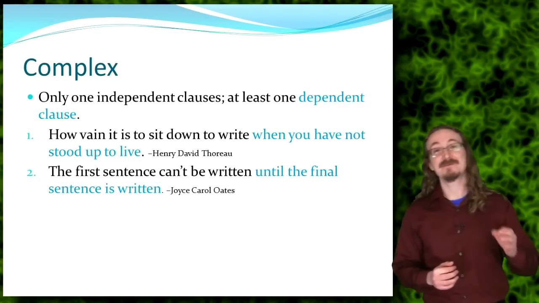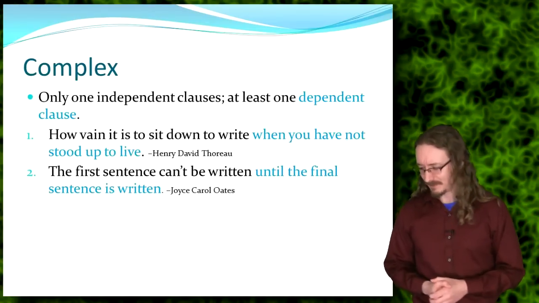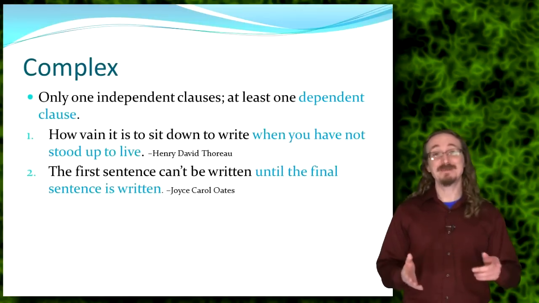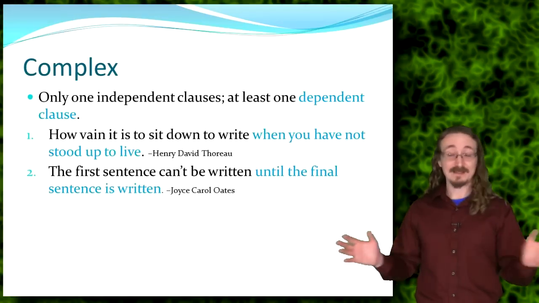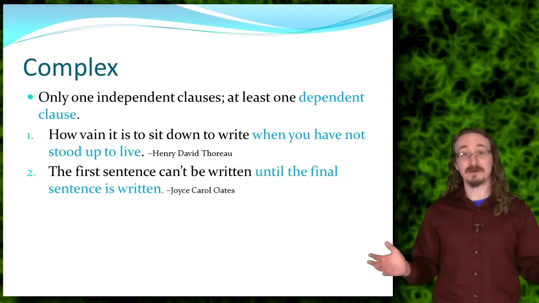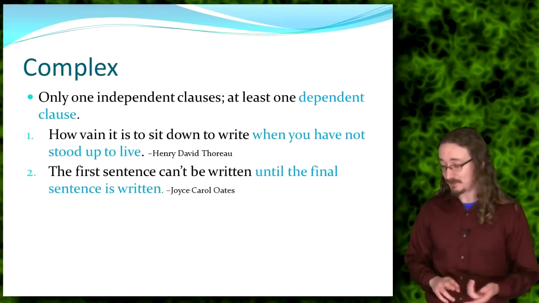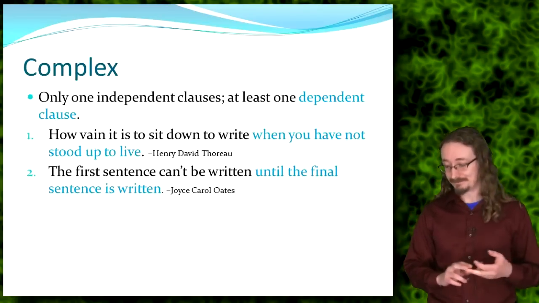This one's from Henry David Thoreau, who wrote Walden. How vain it is to sit down to write when you have not stood up to live. So the blue part there is the dependent clause. When you have not stood up to live, that's not a complete sentence, right? It's not a complete thought, so that makes it dependent. It's a clause, though, because you have a subject in it, you, and a verb, have not stood.